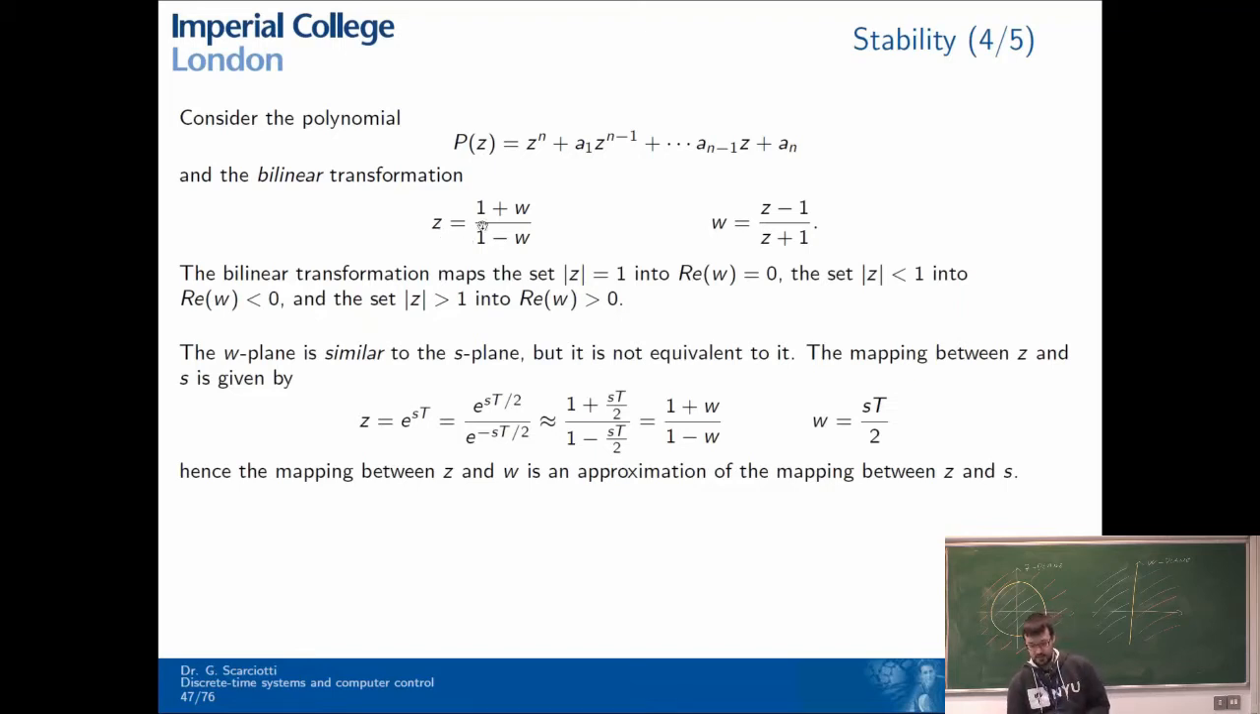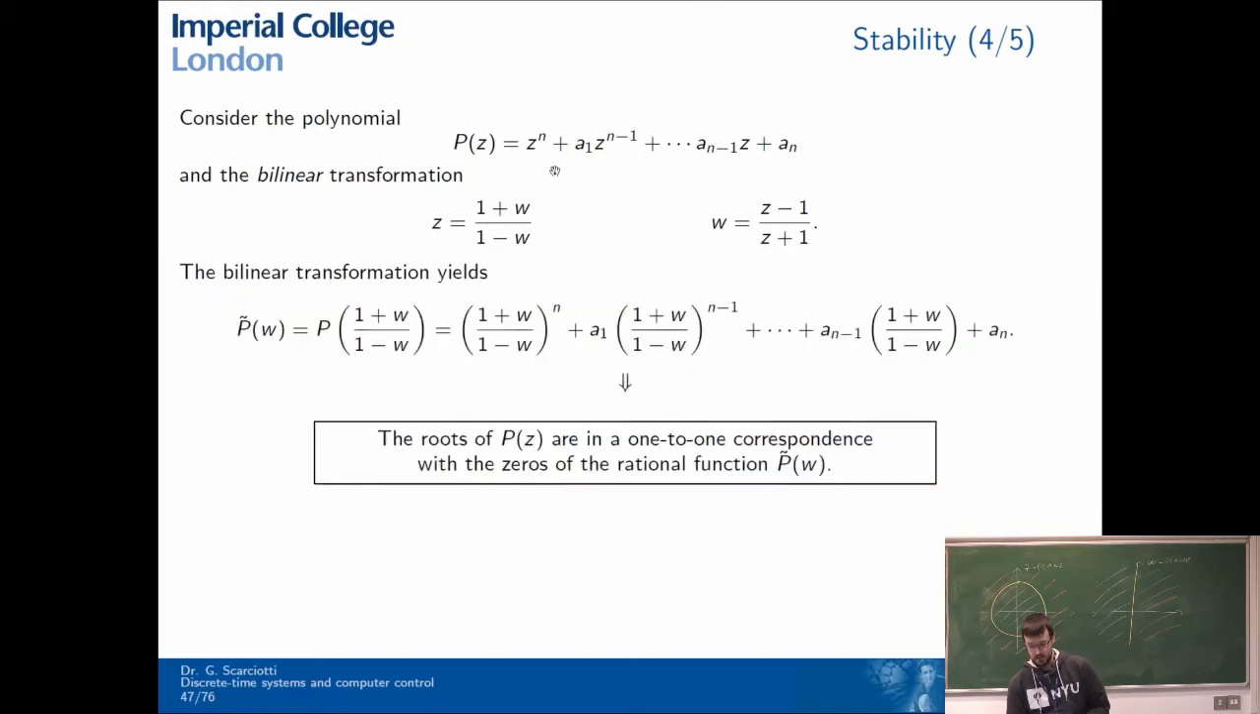Now that we have seen the properties of this transformation, let's use it. We replace z equal to this expression in our polynomial, and we get a new polynomial in w. We note that the roots of the polynomial p of z are in one-to-one correspondence with the zeros of the rational function p tilde of w. So the zeros of this function are related to the roots of this polynomial. If the roots of the polynomial at the numerator of this expression are in the left-hand side of the w-plane, then the roots in the z-domain are inside the circle.